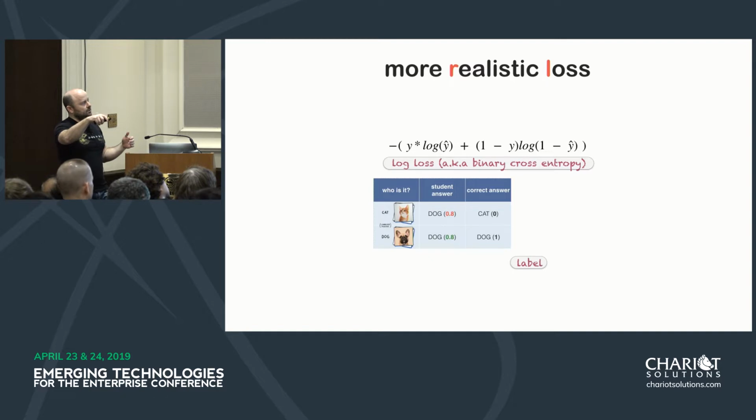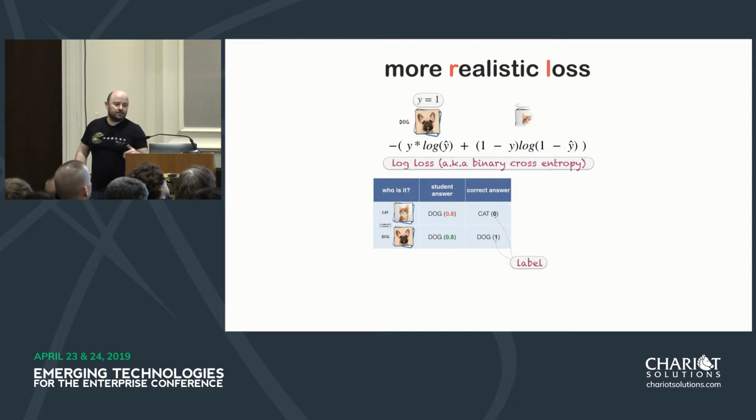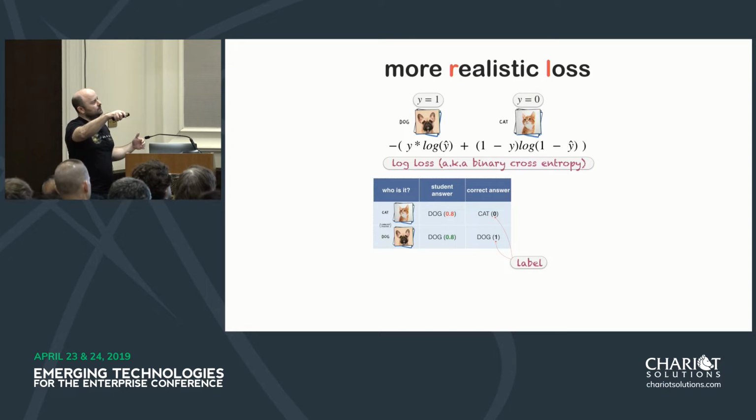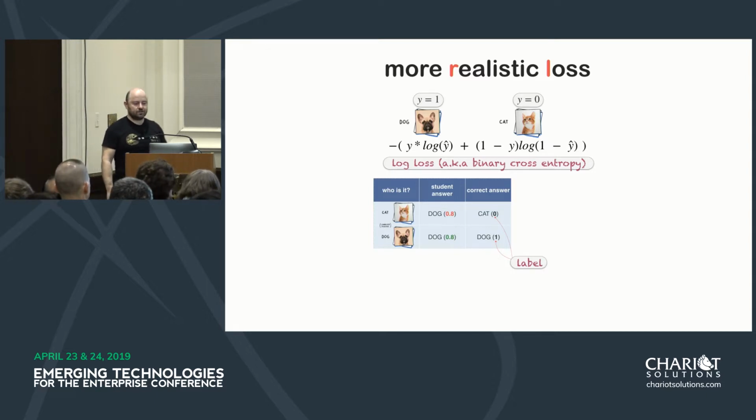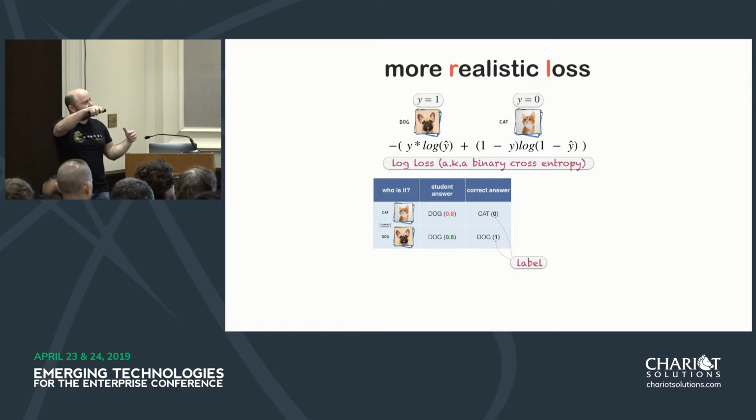So these are called labels, and the student sees that it's a cat in this case, and for some reason she thinks that it's a dog, and she's almost 80% sure that it's a dog. In the second picture it's a dog, and she's also almost sure that it's a dog, right? So we should have a function that punishes the first answer and doesn't punish the second answer.